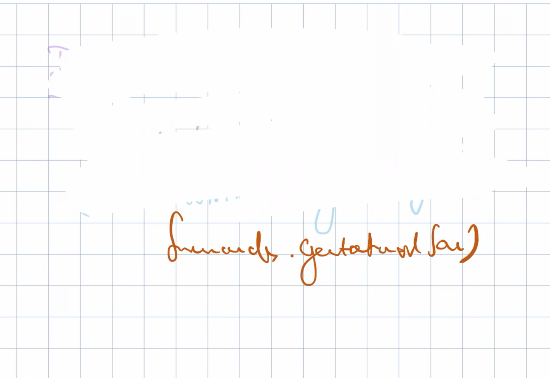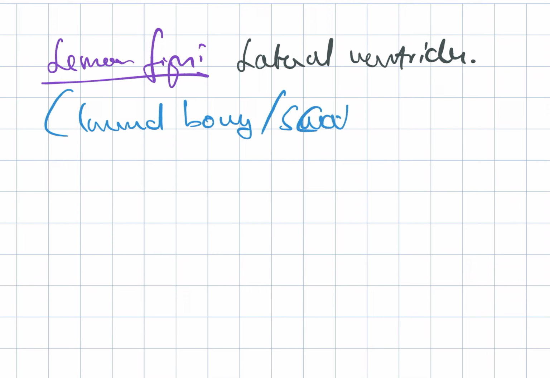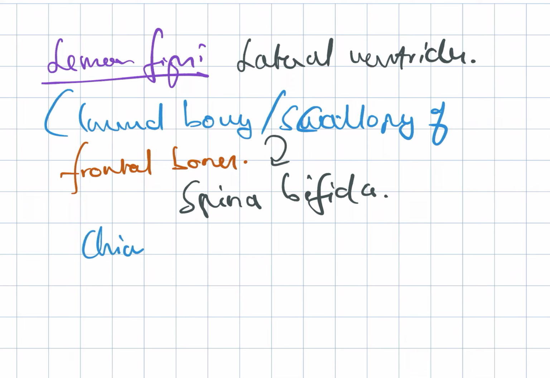Next, there's presence of the lemon sign. In case of the lemon sign, at the level of lateral ventricles, there is inward bowing or scalloping of frontal bones, and this gives rise to the lemon sign, and it's suggestive of spina bifida, and it is associated with the Chiari 2 malformation.